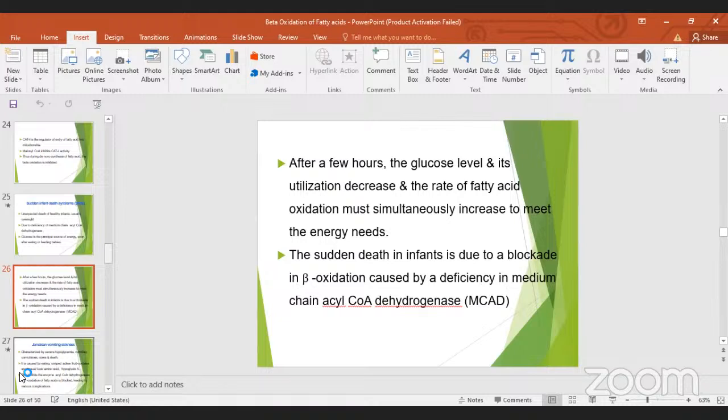The sudden death in infants is due to blockade in beta oxidation caused by the deficiency in medium chain acyl-CoA dehydrogenase.